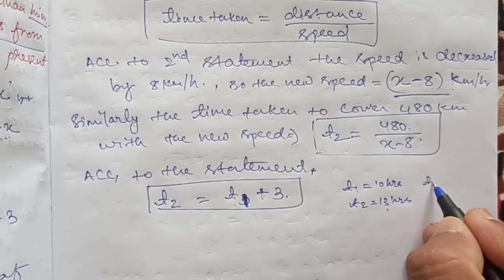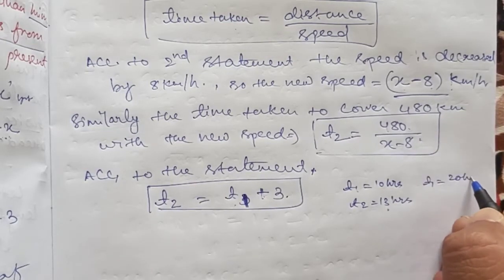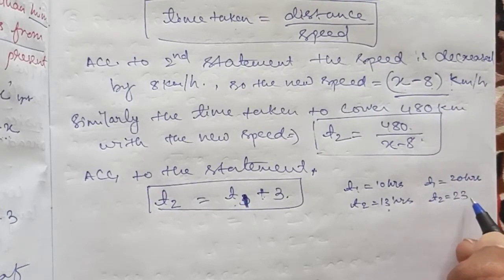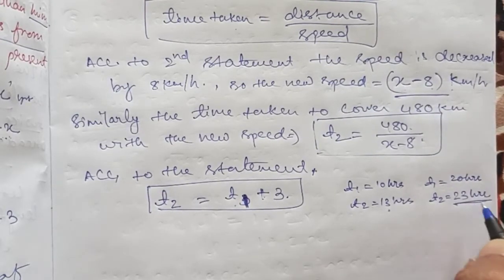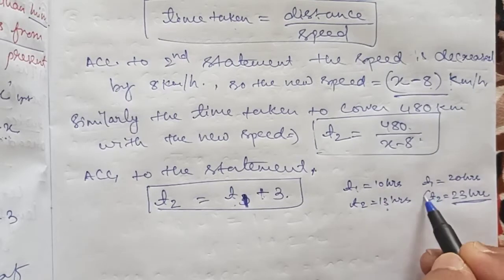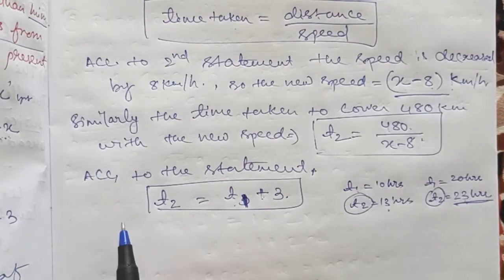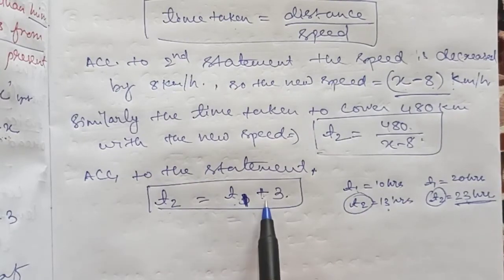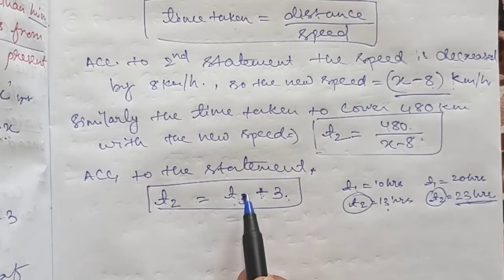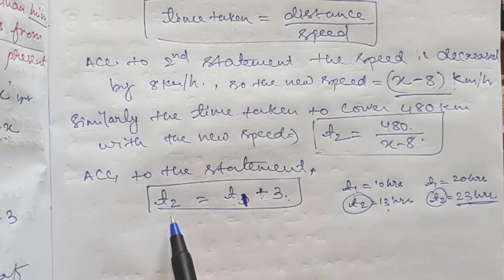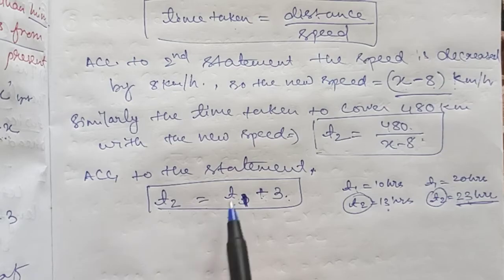Like suppose in T1 it is taking 20 hours. In T2, the second time, it will take 20 plus 3, 23 hours to cover the same distance, because in the second situation the speed is less. That's why T2 equals T1 plus 3. That means whatever time T1 takes, T2 will take 3 hours more to cover the same distance.